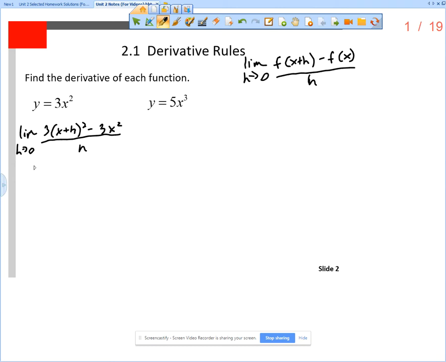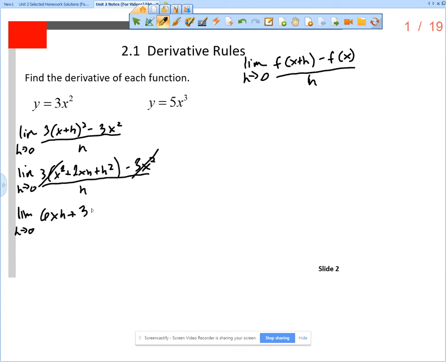All right, so how do we do this? Well, first step is to multiply out the (x plus h) squared. So the limit as h approaches 0 of 3 times (x squared plus 2xh plus h squared), all minus 3x squared, all divided by h. So we distribute the 3, and then we subtract the 3x squareds. So that means I'm left with 6xh plus 3h squared over h.